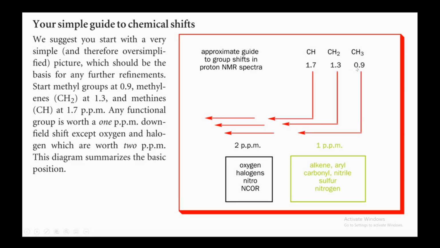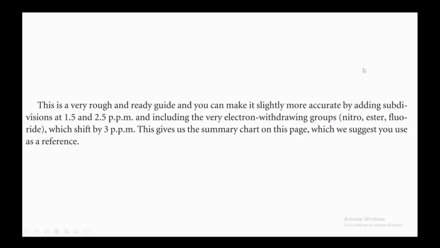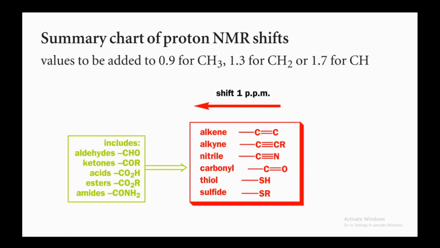But if CH, CH2, CH3 are attached with alkene, aryl, carbonyl and nitrile, sulfur, then add 1 ppm to their parent number. This is a very rough and ready guide, and you can make it slightly more accurate by adding subdivisions at 1.5 and 2.5 ppm, and including the very electron withdrawing groups nitro, ester, fluoride, which shift by 3 ppm. This gives us a summary chart on this page, which we suggest you use as a reference.